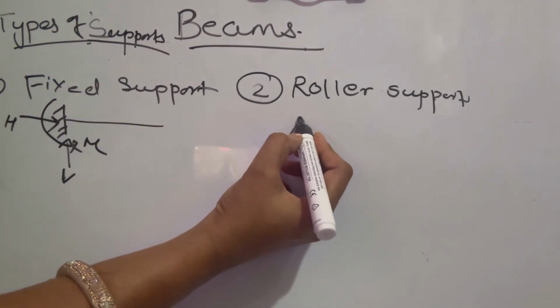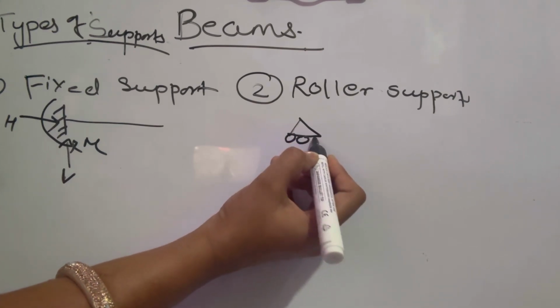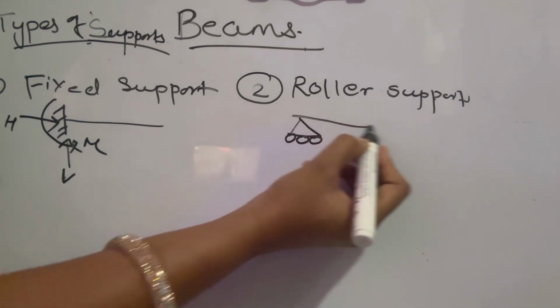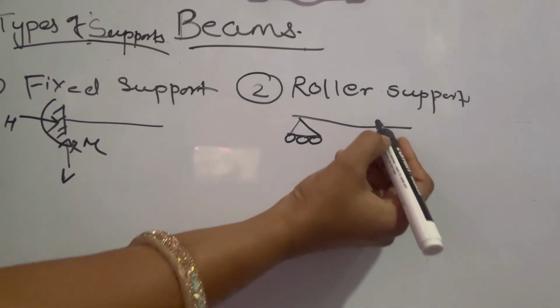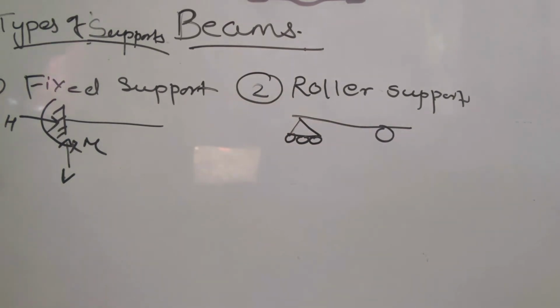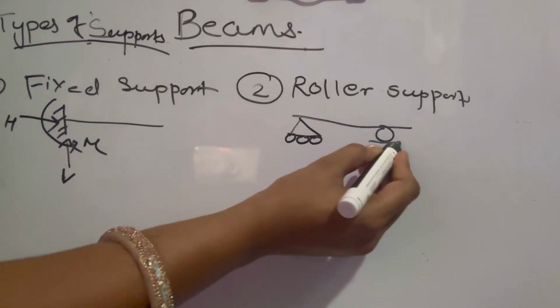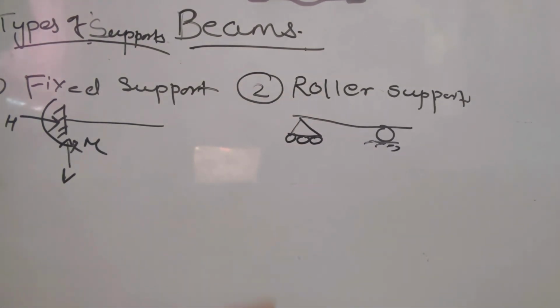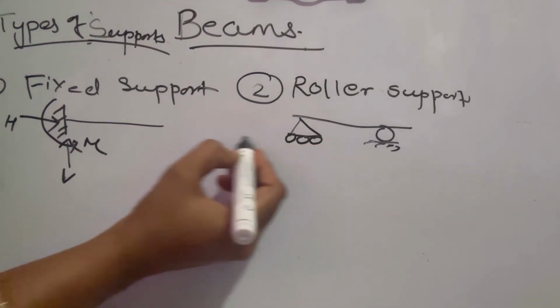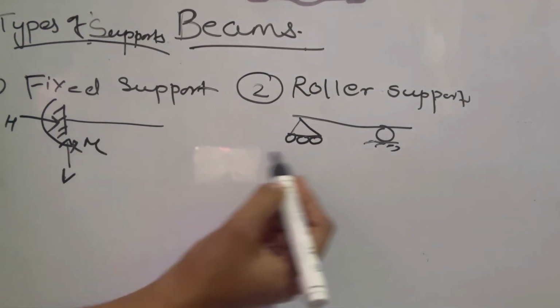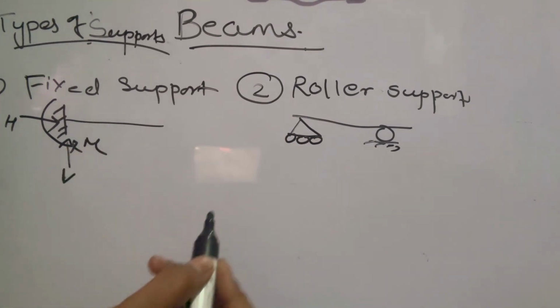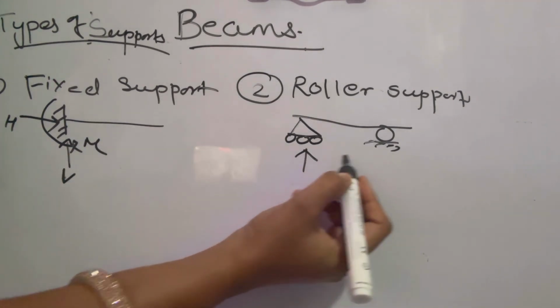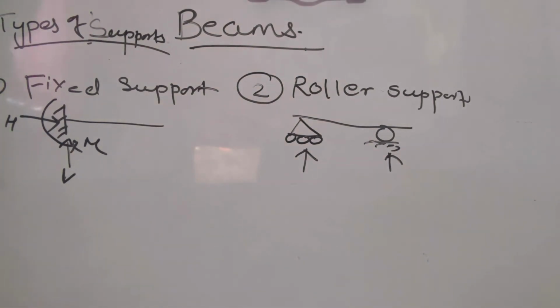So roller support is denoted like this. You have to keep in mind what type of support it is. Looking at the diagram only, you have to know what type of support it is. Roller support can be denoted this way also and this way also. So both ways you can depict the roller support. Roller support has only one reaction, that is a vertical reaction, because in the horizontal direction it will move, so there will not be any reaction.